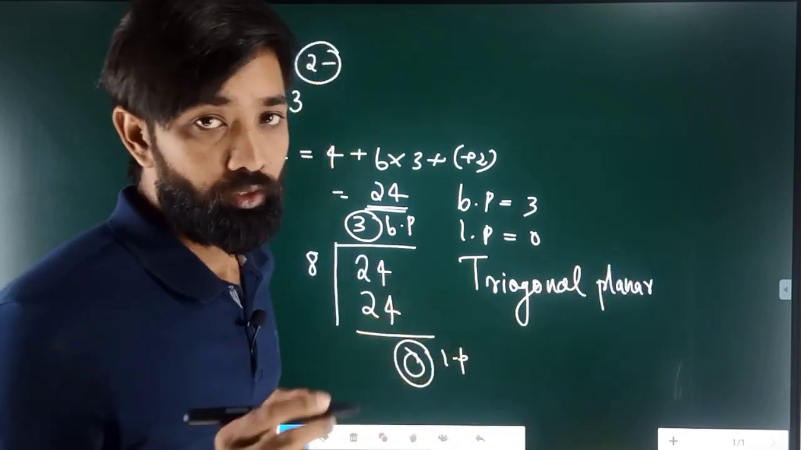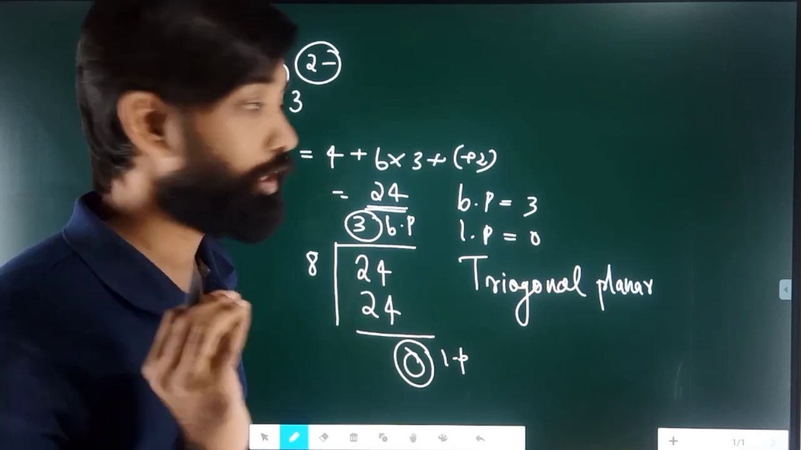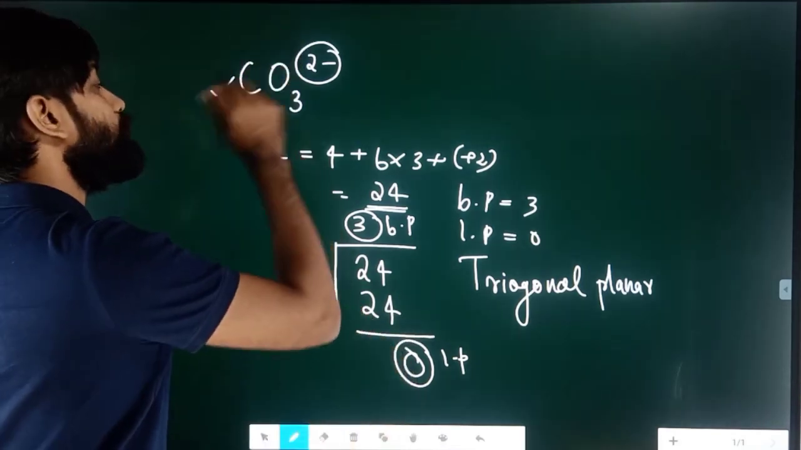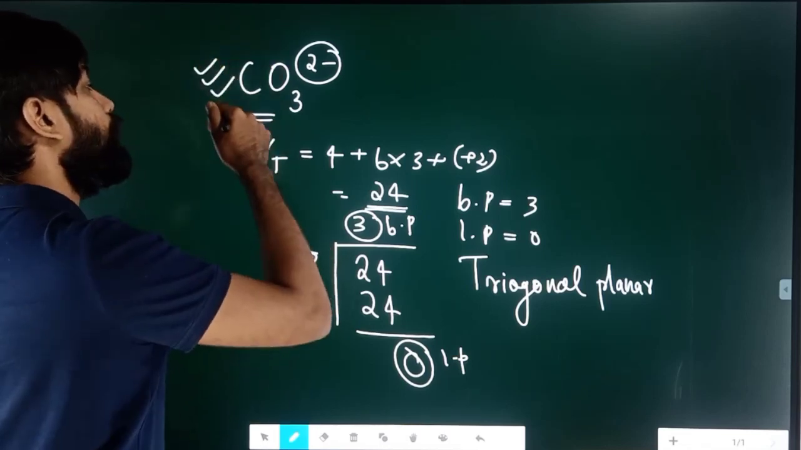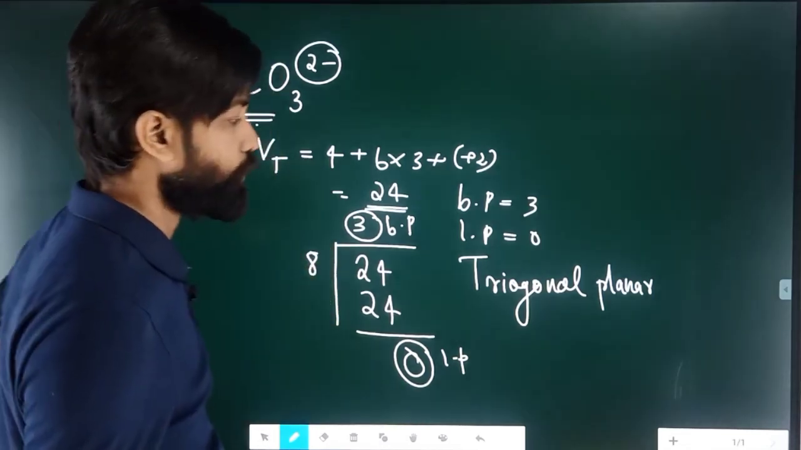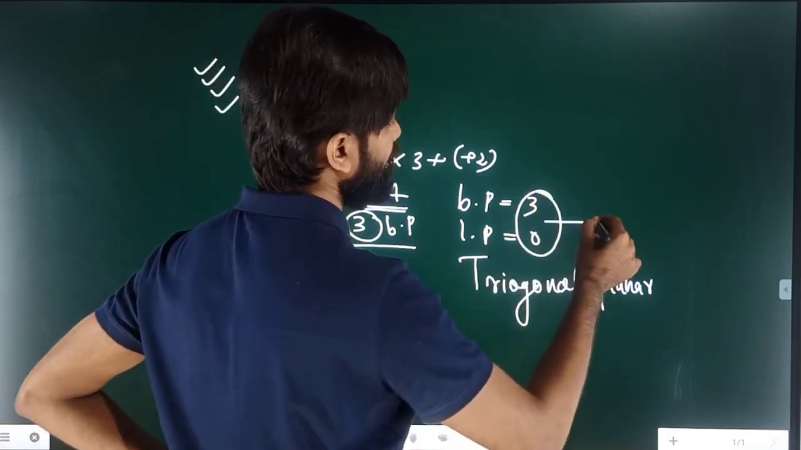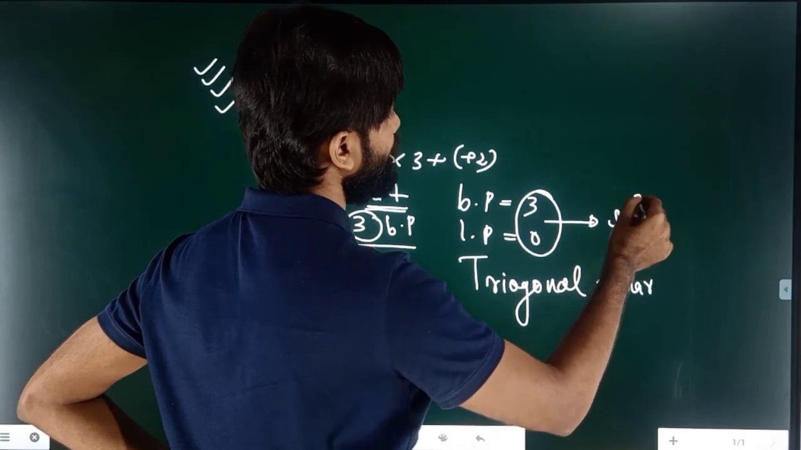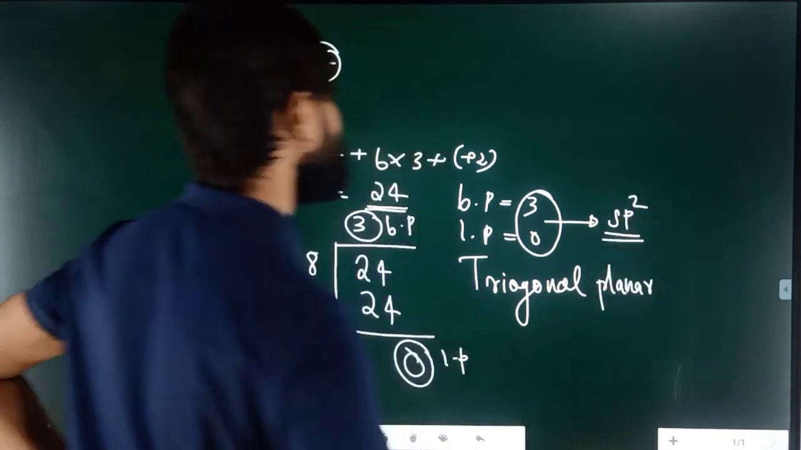Okay. In your objective question, there is no need to draw the shape. You should be able to predict the shape of this molecule, the number of bond pairs, number of lone pairs, and hybridization like that. That's very important. So the total is 3 plus 0. The total VSEP is 3, so the hybridization requires s and 2p orbitals. So the hybridization is sp2.